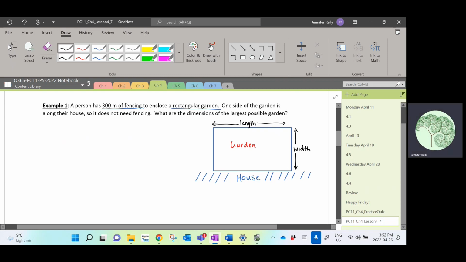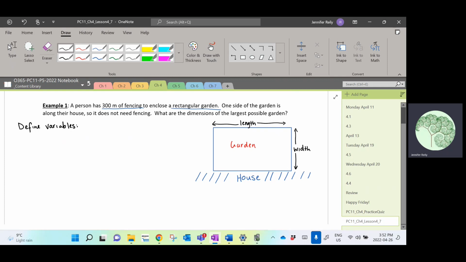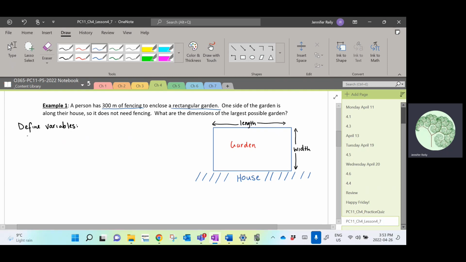Okay, so when we define our variables, what I mean is, typically we don't want to be writing the word length and the word width out every single time we're going to use them in our equation. So we want to use letters or symbols to represent these measurements. So let's just choose X and Y. You can choose W and L as well. I just typically don't like to use L just because it looks a lot like a 1 sometimes in students' work. So I prefer using X and Y. So I'm going to say, let X be the width of the garden.